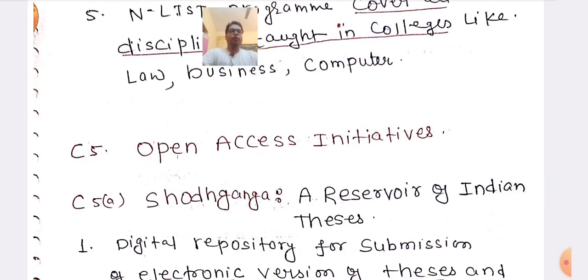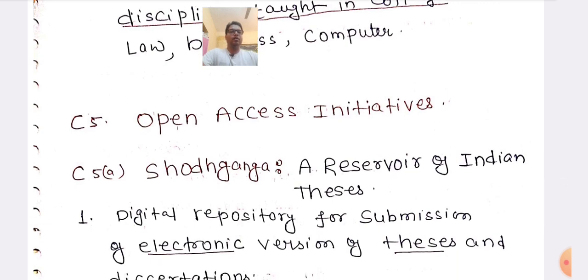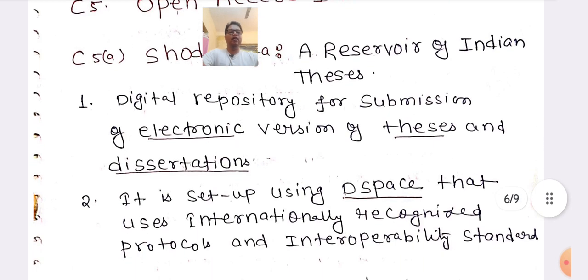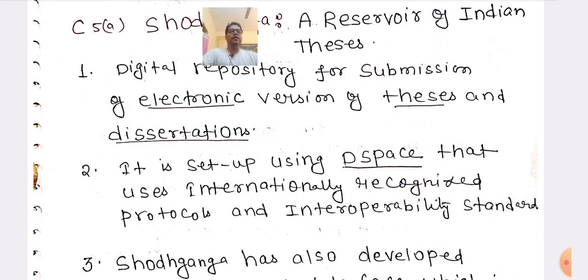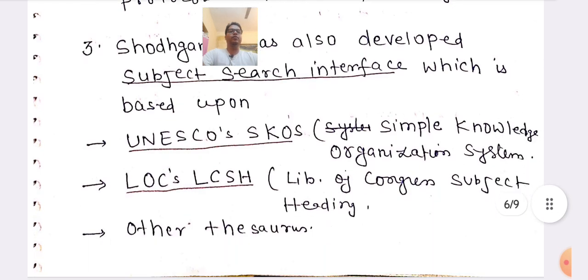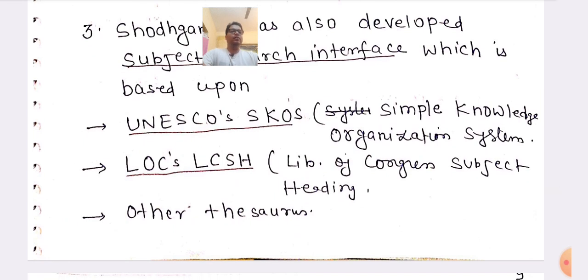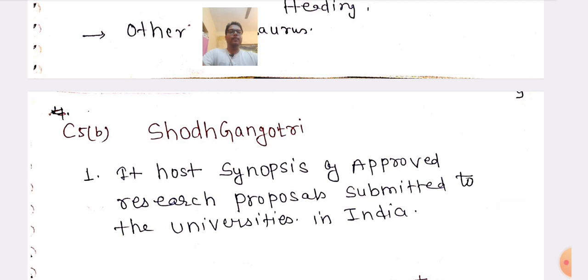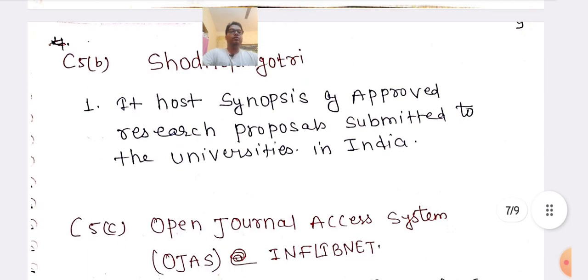Now we have open access initiatives like Shodhganga, a reservoir of Indian theses. Shodhganga is a digital repository for submission of electronic versions of theses and dissertations. It is set up using DSpace, which uses internationally recognized protocols and interoperability standards. Shodhganga has also developed a subject search interface based upon UNESCO SKOS, Simple Knowledge Organization System, LCSH, Library of Congress Subject Headings, and other thesauri. Now Shodhgangotri hosts synopses of approved research proposals submitted to universities in India.